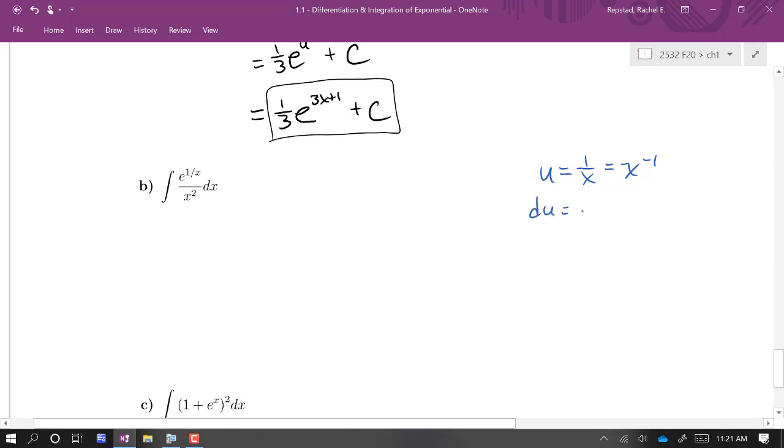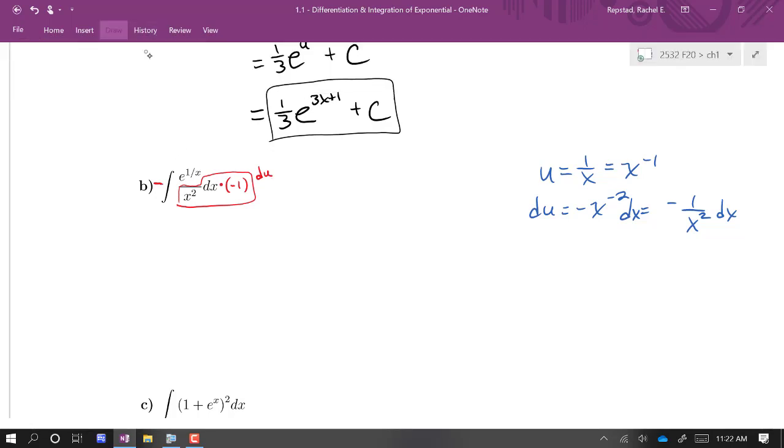So du now is -x to the -2, or -1 over x squared. Oh, I forgot my dx. There we go. All right, so du is -1 over x squared dx, and it looks like I almost have that right here, right? What I need is a factor of -1. If I throw in a factor of -1 and then compensate out here, then this part, that is du.